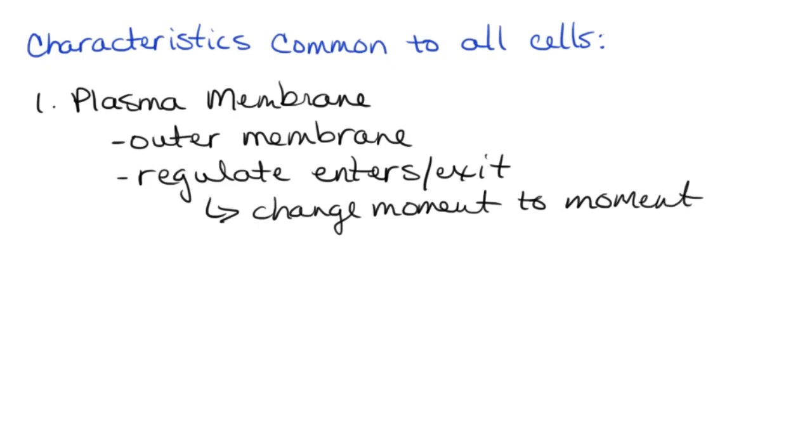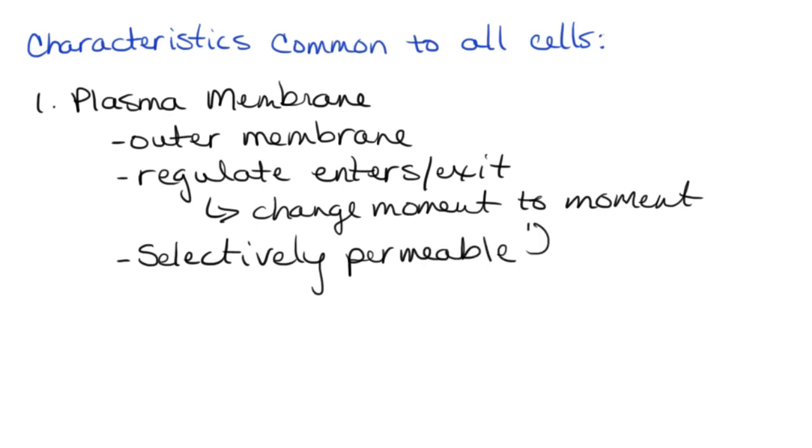Oftentimes you'll see the plasma membrane referred to as semi-permeable, but semi-permeable is not really the best term to use here, because all that does is indicate that some stuff gets through and some stuff doesn't. A better word would be that it is selectively permeable. The selectively part refers to the fact that what gets through the membrane changes from moment to moment, and the plasma membrane is making that decision. Every second, that may change a little bit.